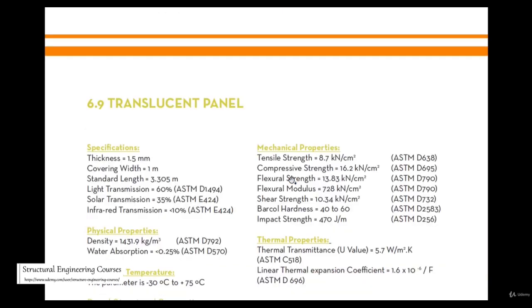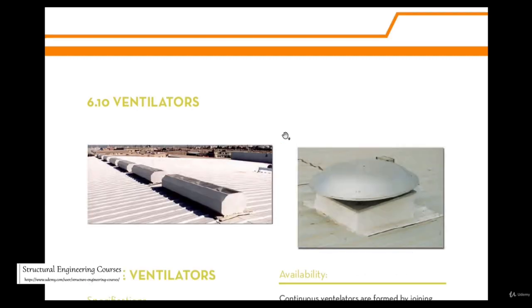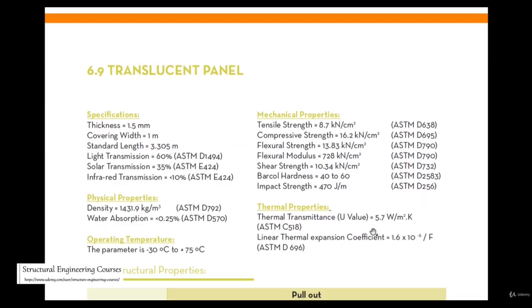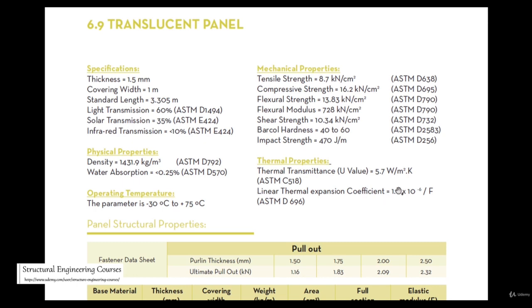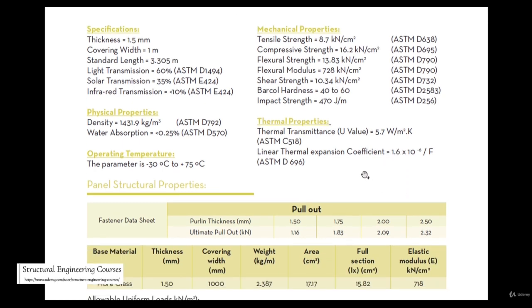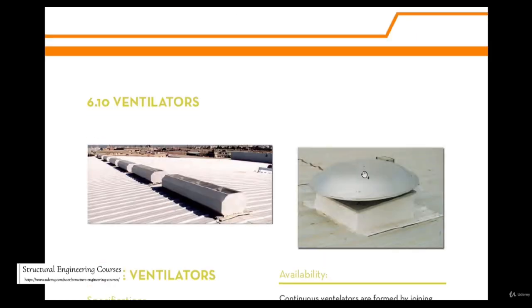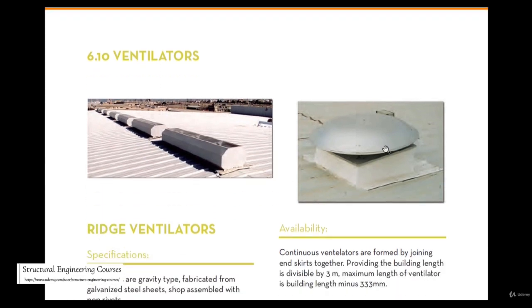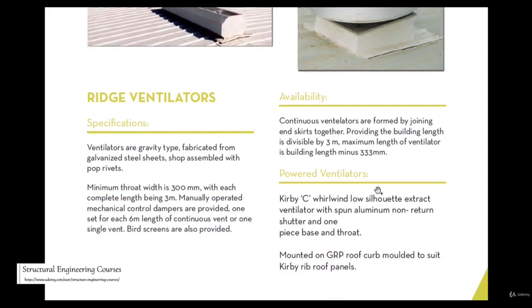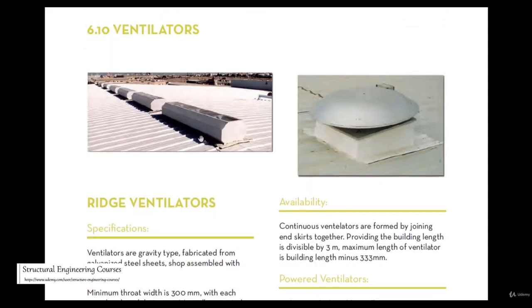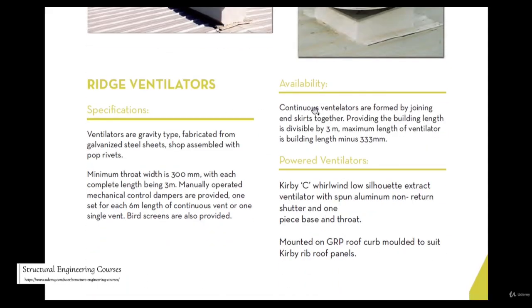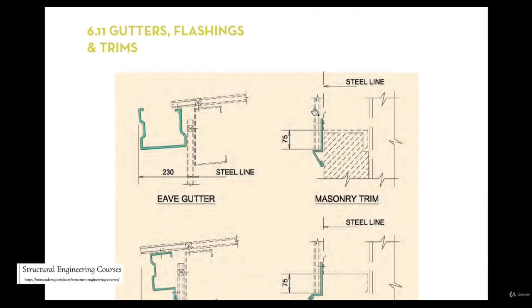The translucent panel thickness can be either 1.5 mm, covering width, etc. They had given all the data here. The thermal transmittance U value they had also given, that is 5.7 W per meter square. The linear thermal expansion coefficient they had also given. These are the ventilators. On the left is a ridge ventilator. This is basically the turbo ventilator option, powered ventilators. Ventilators are also usually installed for PEB structures.